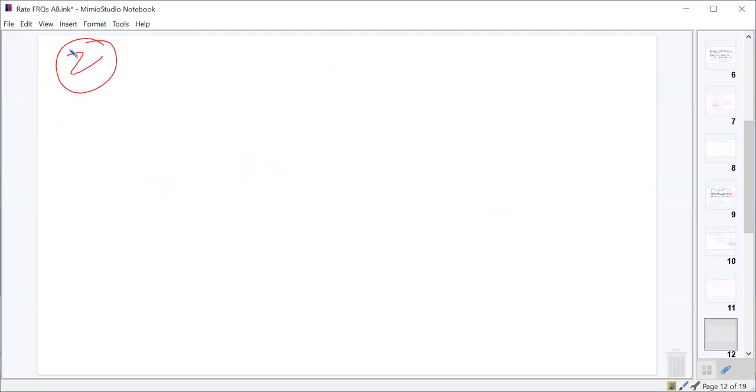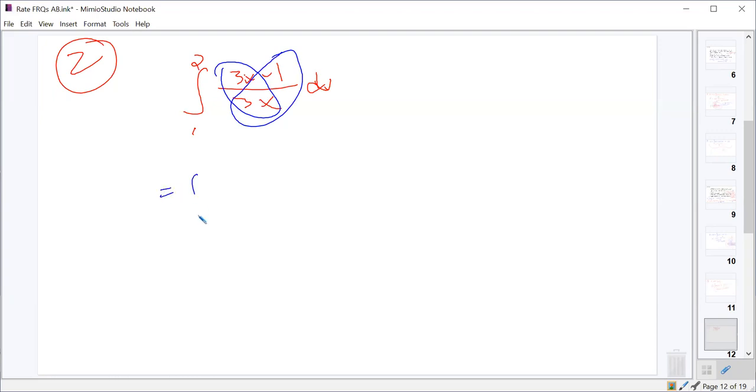So number 2, we're looking at an integral from 1 to 2 of 3x minus 1 over 3x dx. So for this one, anytime you've got a rational function with just a single term in the denominator, just divide however many terms there are in the numerator by that single term. So this becomes an integral from 1 to 2 of 3x over 3x, which is 1, and then minus 1 over 3x dx. And now this is a lot easier to integrate.